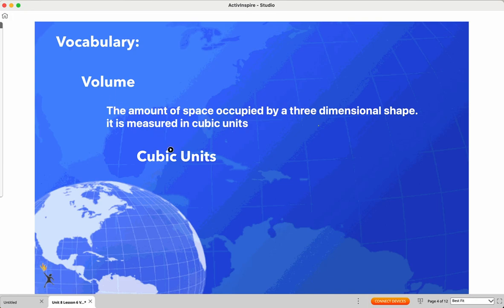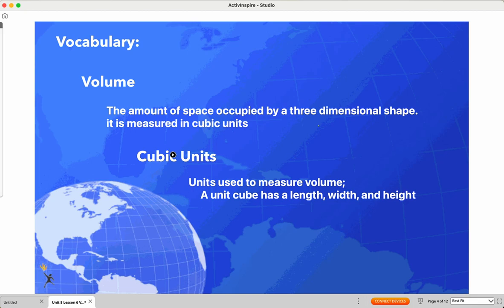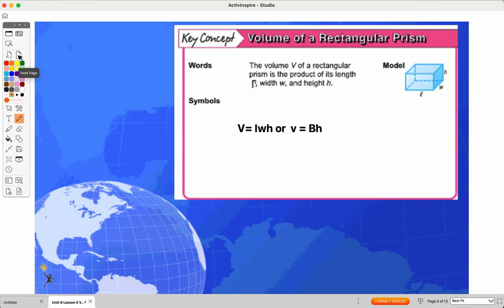A cubic unit is this idea of a unit cube that has a length, a width, and a height. So it's used to measure volume. It's a centimeter times centimeter times centimeter, or inch times inch times inch. Anytime we have 3 things that are multiplied together that are exactly the same, we can use our exponents to say inches cubed. Okay, so that gets our vocabulary pretty much out of the way.